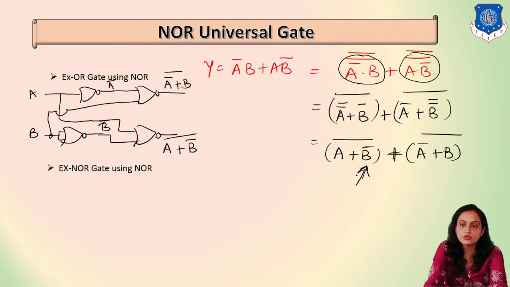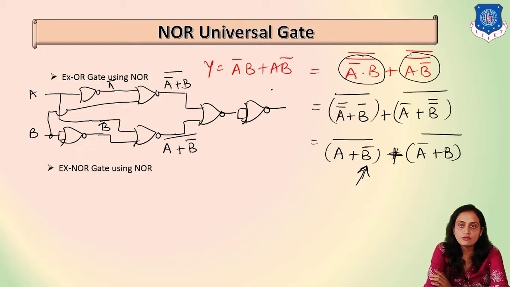So we have these 2, and now we want just plus, but we have NOR operation. So we will draw a NOR gate after this and then a NOT gate. So it will provide the OR operation. This is a NOR gate, and after that we have a NOT gate using NOR. So finally we will have the equation of this XOR.